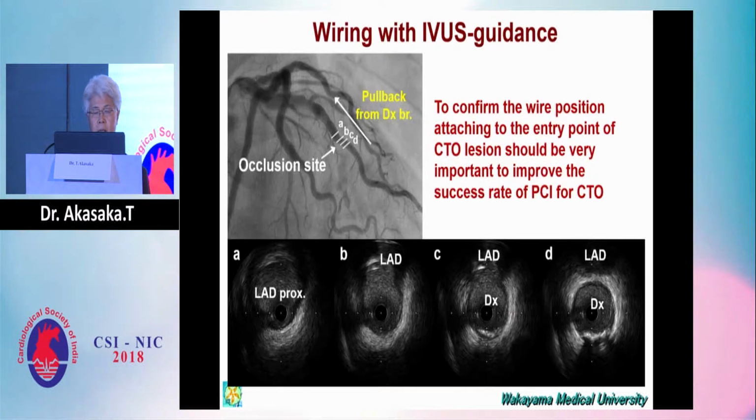So using the IVUS, we can identify the position of the wire. In B, you can identify the wire position, and then C demonstrates the LAD. You can identify the wire position. We can confirm the position of the wire by using IVUS. So we identify the true wire position by using IVUS-guided CTO treatment.